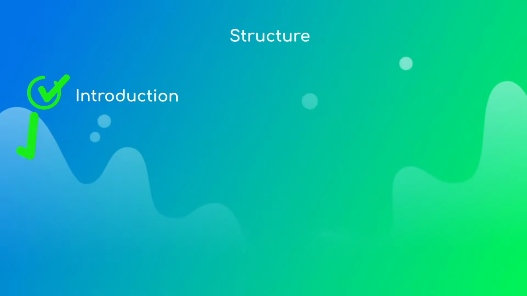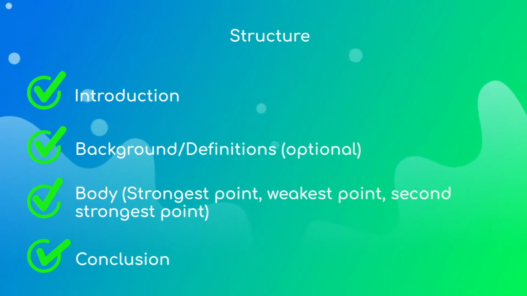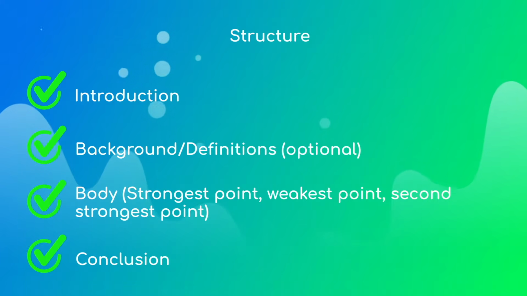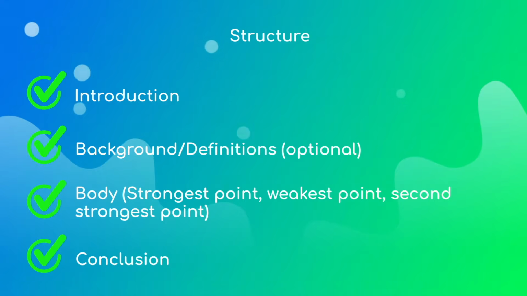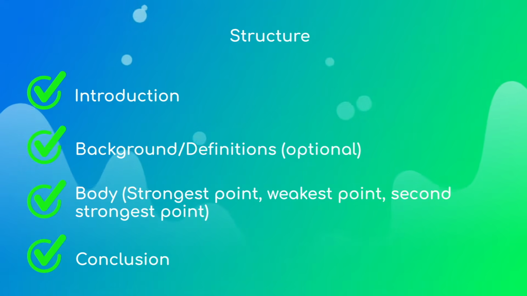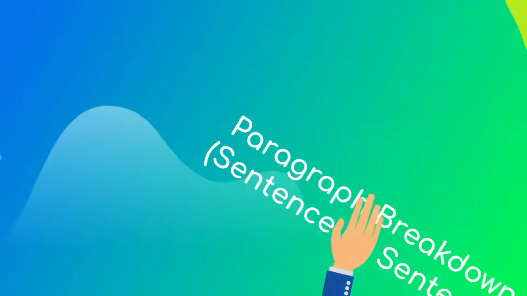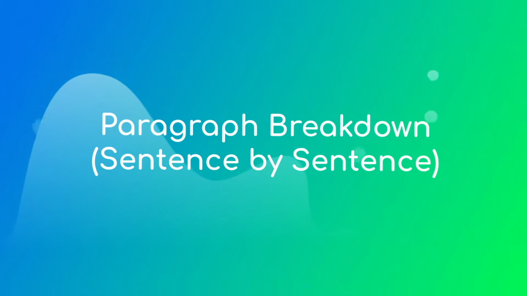Here is a basic structure of an analytical essay. For this structure, the assumption is that there are 3 body paragraphs. We will now spend time to investigate how to write each one of these paragraphs in the next part of the video. Section 2. Paragraph Sentence Breakdown.